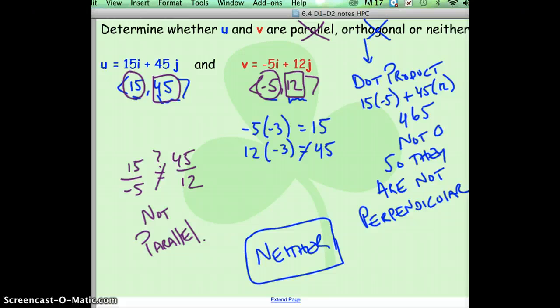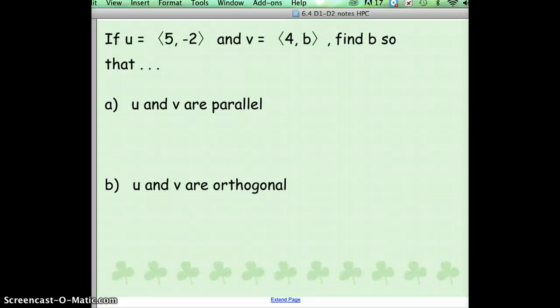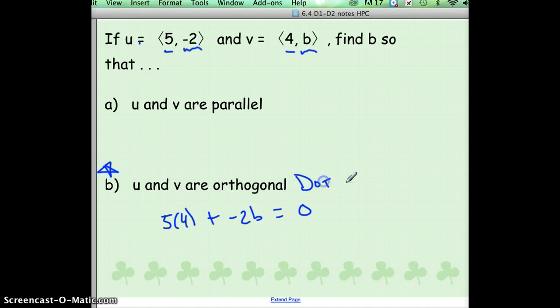Okay, let's see what's next. Let's just do B. We have one vector here, we have another vector here, but we don't know what the value of B is. We want to find B so that they are orthogonal. Orthogonal is the dot product of 0. So if we did 5 times 4 plus -2 times B, that should equal 0. The dot product should equal 0.